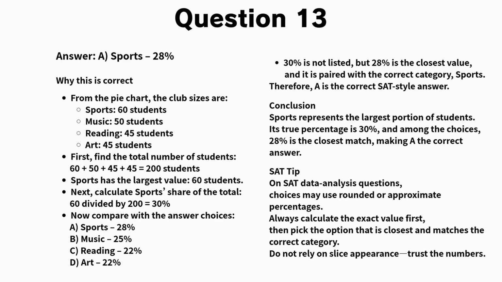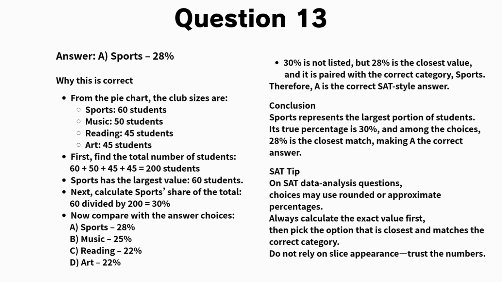The correct answer is A, sports 28%. Let's work through this systematically. First, we need to identify the values from the pie chart. Sports has 60 students, music has 50 students, reading has 45 students, and art has 45 students. Next, find the total number of students by adding all categories. 60 plus 50 plus 45 plus 45 equals 200 students total.